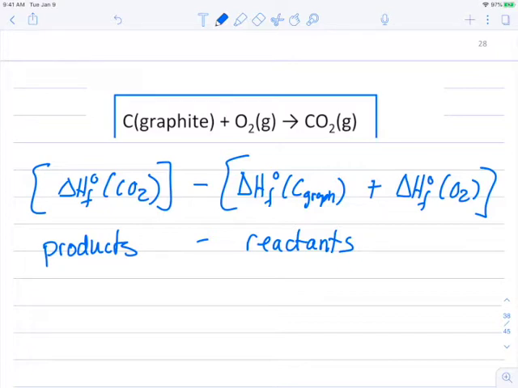All right, so questions on anything so far that we've done? All right, so next up, products, CO2. So we're going to look up CO2 on the table.